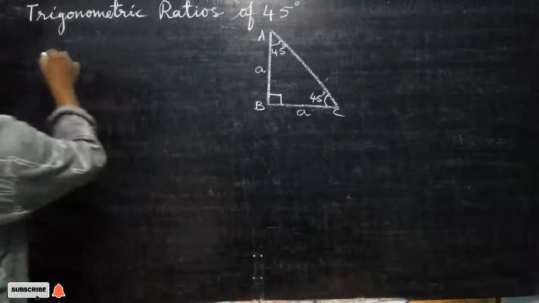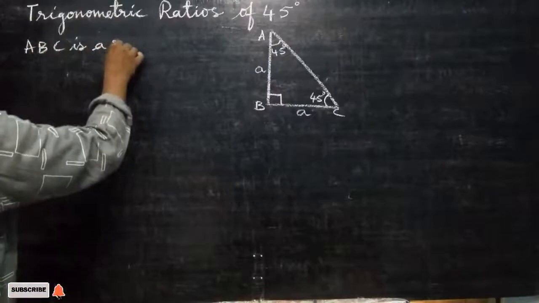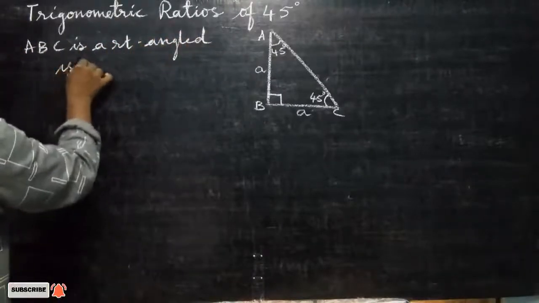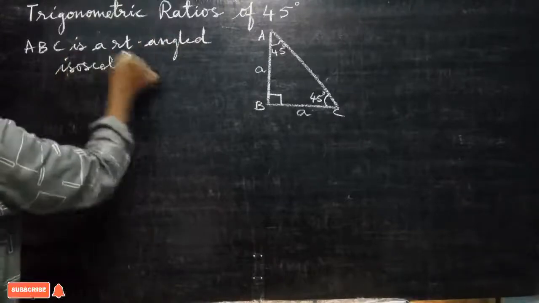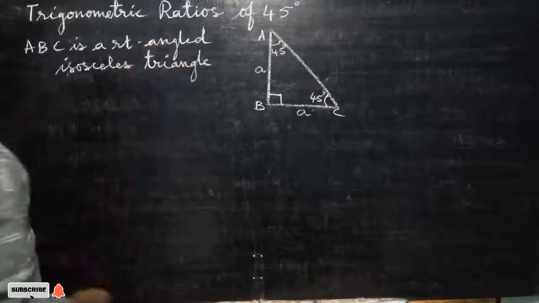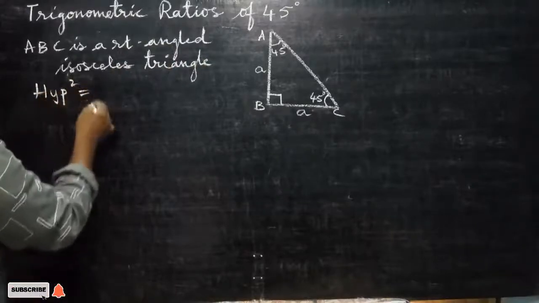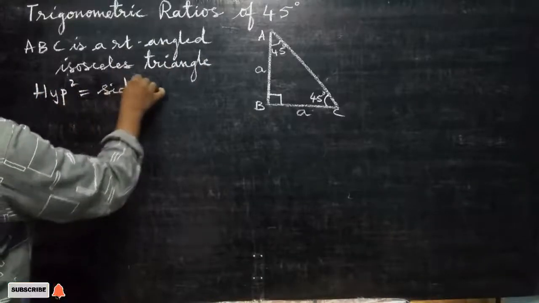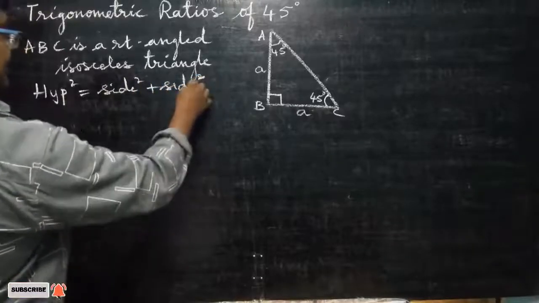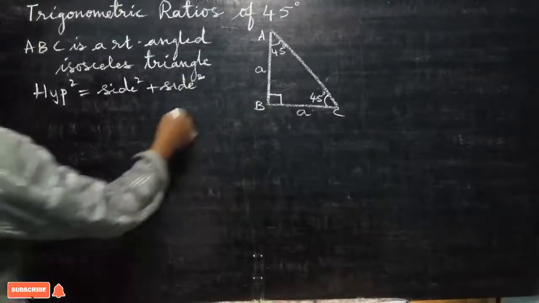So before that, ABC is a right angled isosceles triangle. You heard right angled triangle. We know that hypotenuse square is equal to side square plus side square. Out of three angles, if one angle is 90 degrees, we call it a right angle triangle.